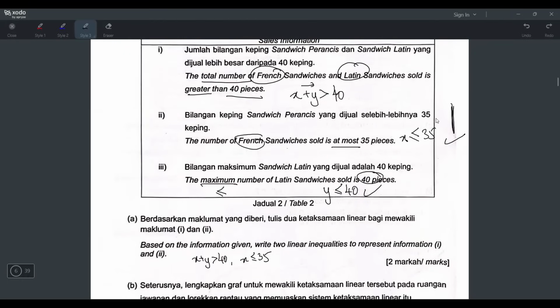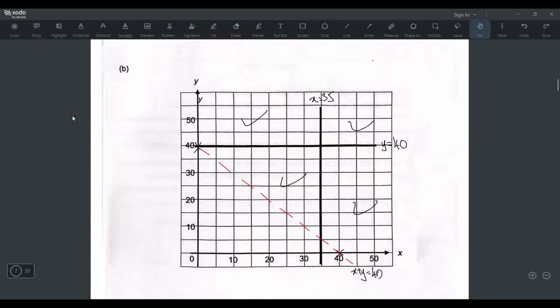Makes sense. And you can see, if it's a vertical line, don't look at up and down. You look at left and right. Left is smaller, right is bigger. So now it's smaller, so we have to shade the left side of this line. We shade the left side for the x equals 35 line. So let's go to x equals 35 and then take the left.